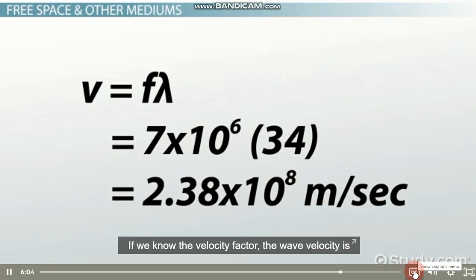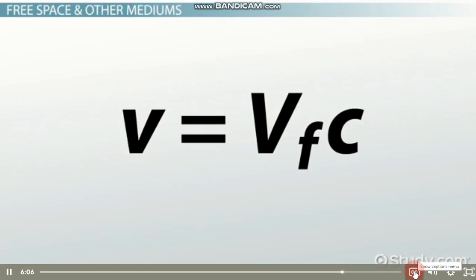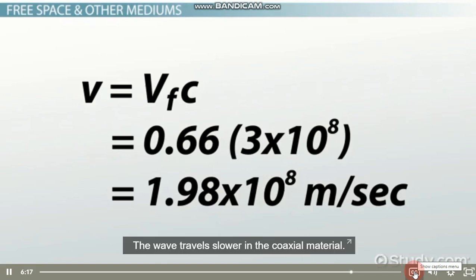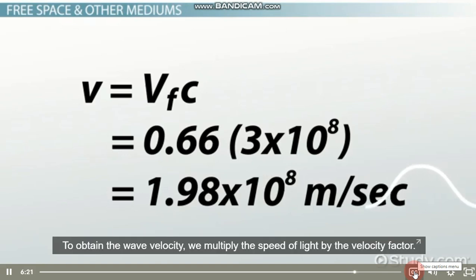If we know the velocity factor, the wave velocity is v equals VF times c. We'll try this example. Calculate the wave velocity in a coaxial cable with velocity factor 0.66. The wave travels slower in the coaxial material. To obtain the wave velocity, we multiply the speed of light by the velocity factor.